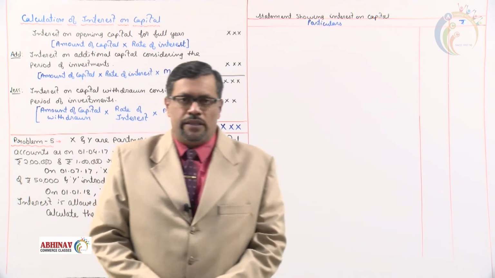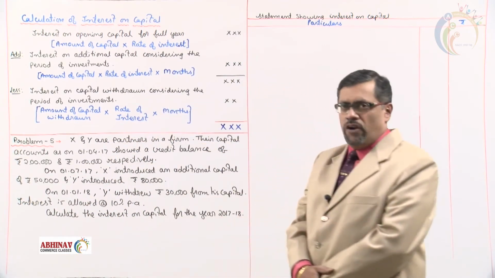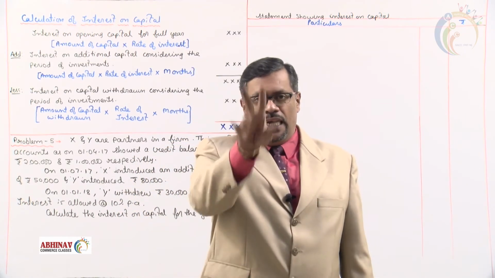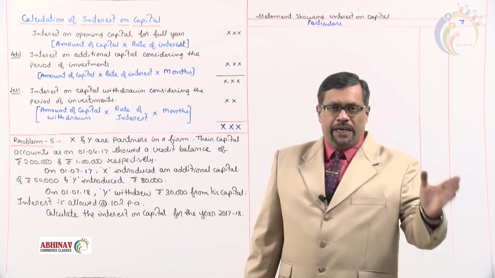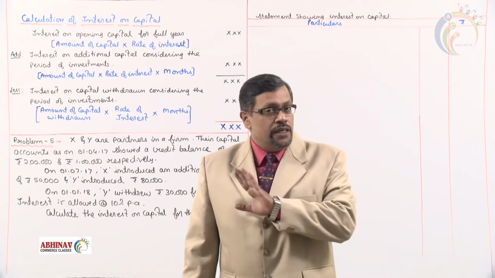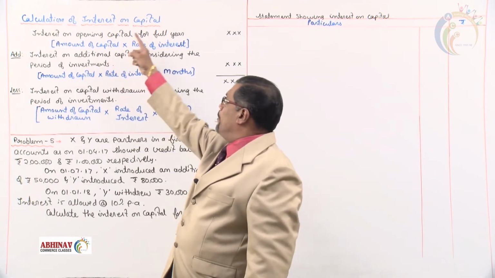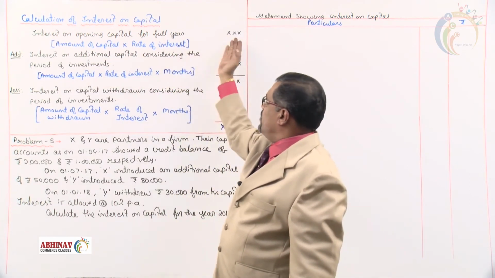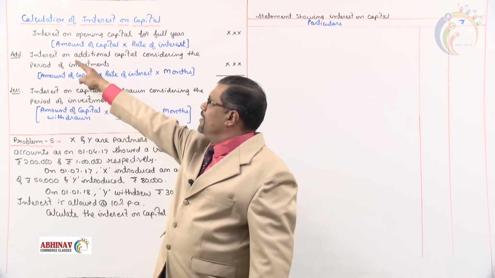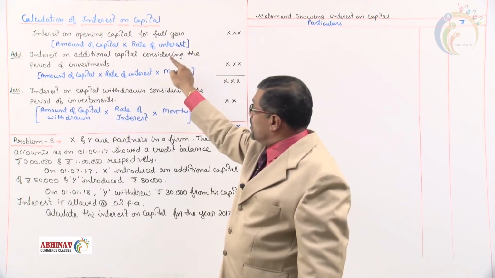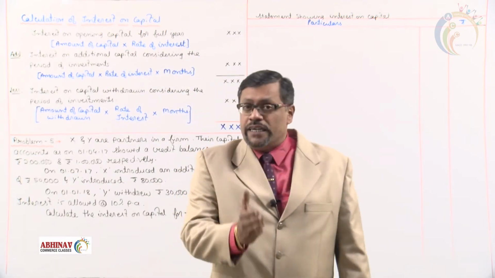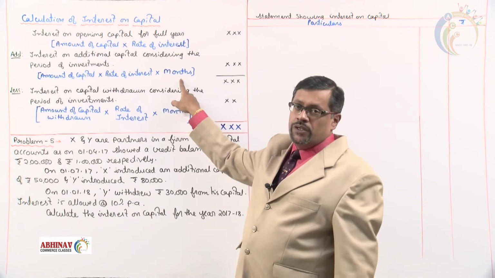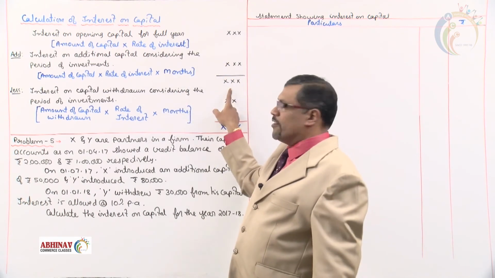So let's see how to calculate the interest on capital. The basic format: as I said, interest on capital we calculate on opening and additional capital. Opening capital is at the beginning of the year, on the first day of the year, so for the full year. How to calculate? Capital amount into the rate of interest in the outer column. Add interest on additional capital considering the period of investment, from what date to what date the amount is invested. Amount of capital into rate of interest into the number of months gives the interest on capital.